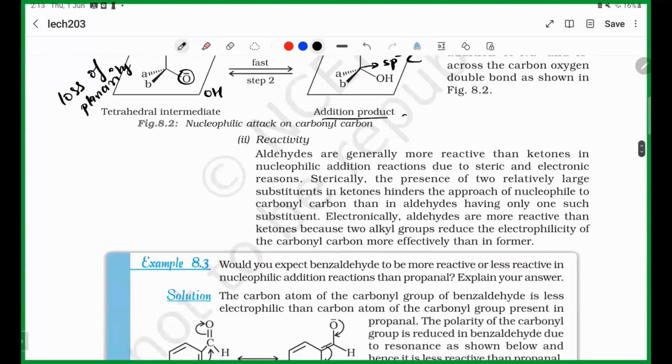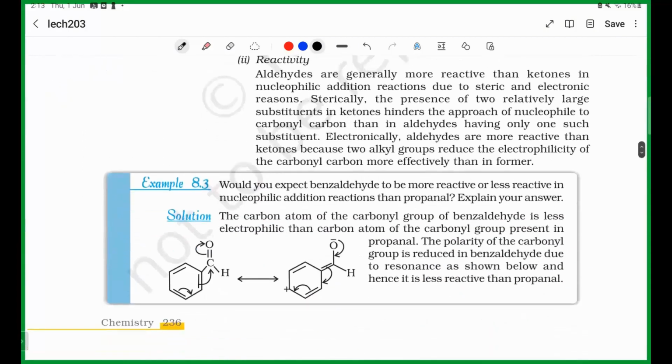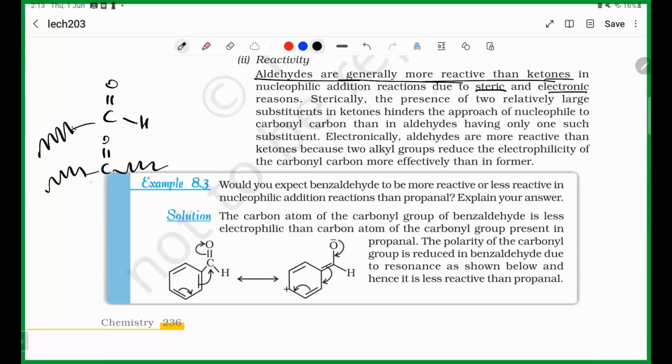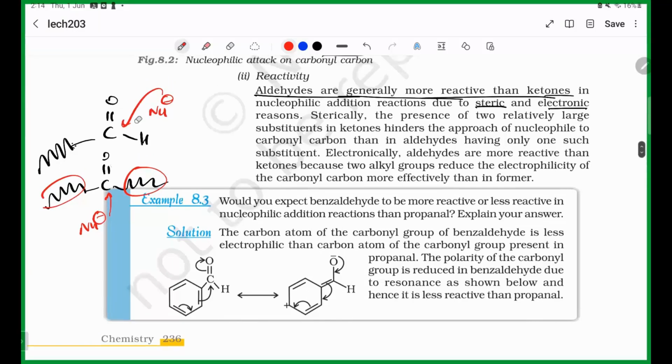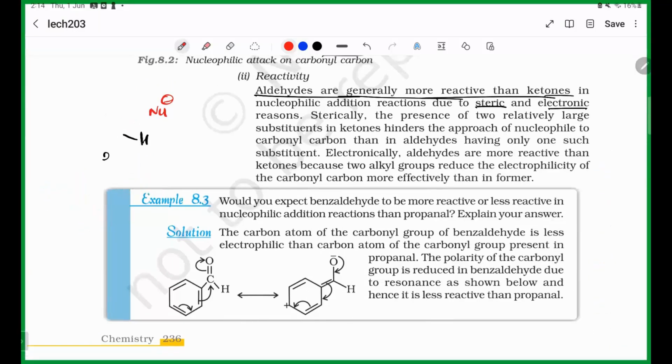So now, reactivity. Aldehydes are more reactive. It's very, very important: aldehydes are generally more reactive than ketones. This is due to two reasons, steric and electronic. First, let's say we denote the carbon chain like that. You can see that this carbon atom is relatively free, but the other is blocked on both sides by very bulky groups. So it's difficult for a nucleophile to approach this as compared to a nucleophile approaching that. Therefore, aldehydes are more reactive than ketones due to steric reasons. The second is also due to electronic reasons.